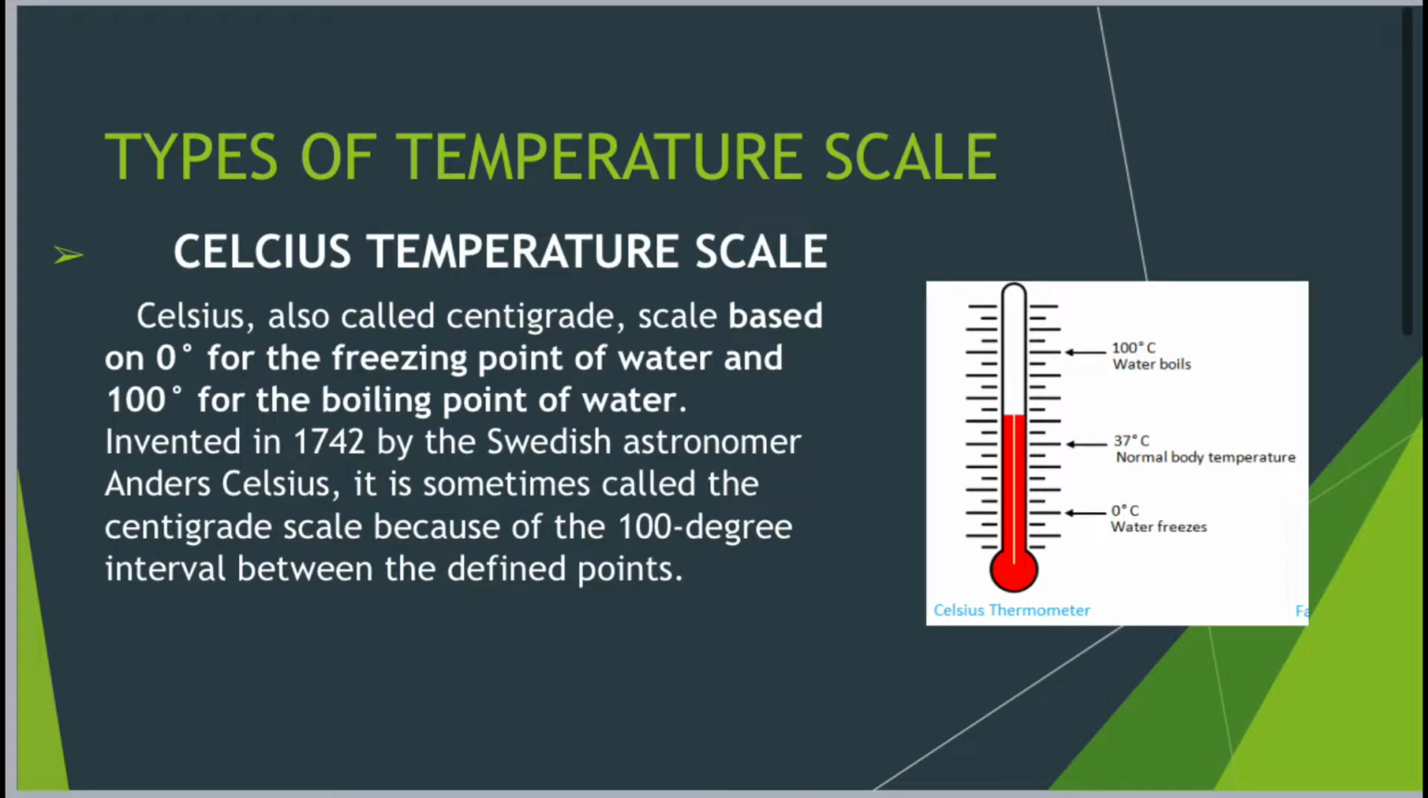Types of temperature scale. Celsius temperature scale. Celsius, also called centigrade, is a scale based on 0 degrees for the freezing point of water and 100 degrees for the boiling point of water. Invented in 1742 by the Swedish astronomer Anders Celsius, it is sometimes called the centigrade scale because of the 100-degree interval between the defined points.